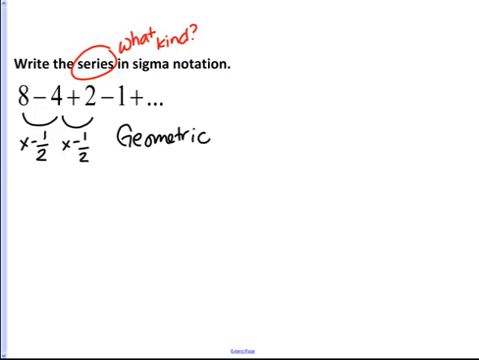Because this is geometric, thanks to section 11.3, you know how to write a formula for each term. The nth term is equal to the first term times the common ratio to the n minus 1 power. And now we'll put that into sigma notation.